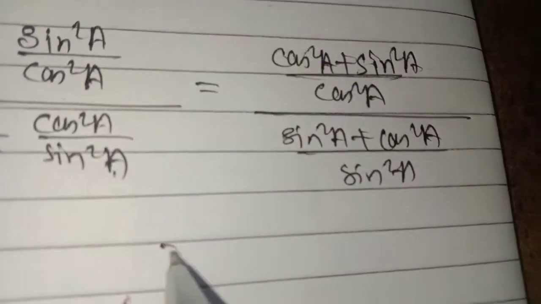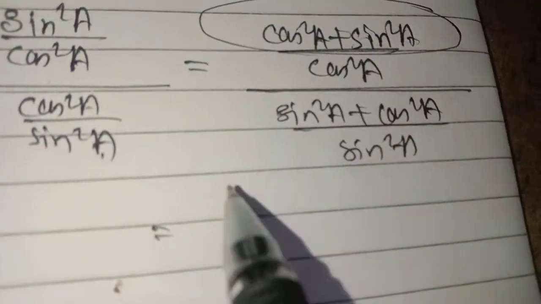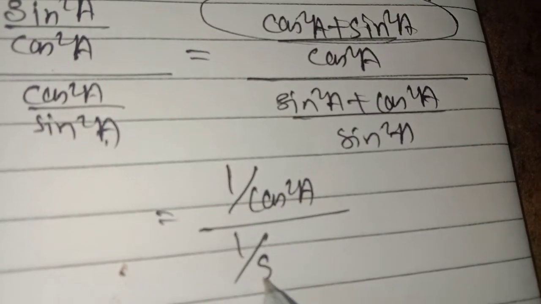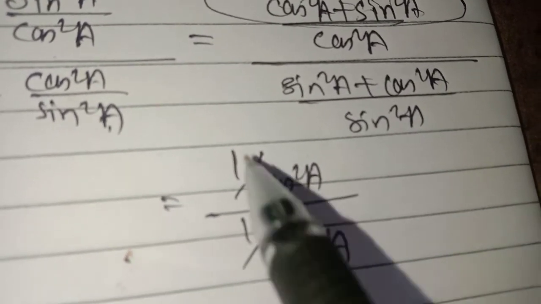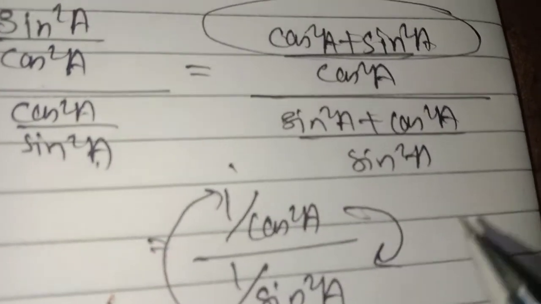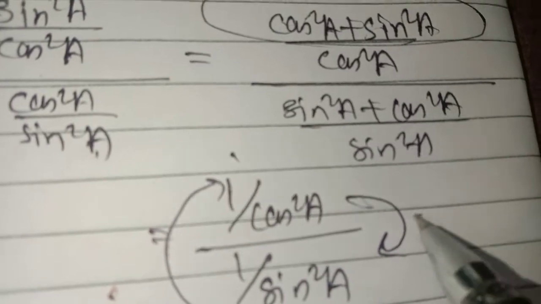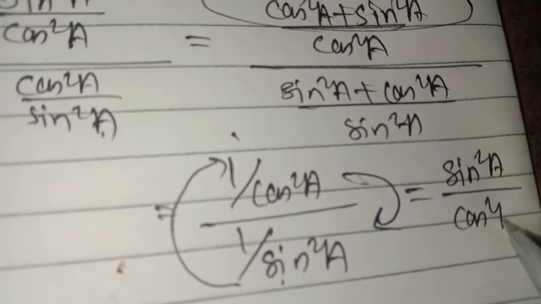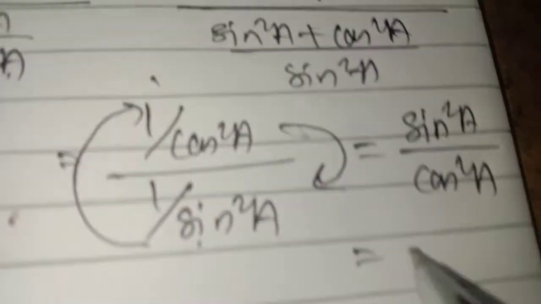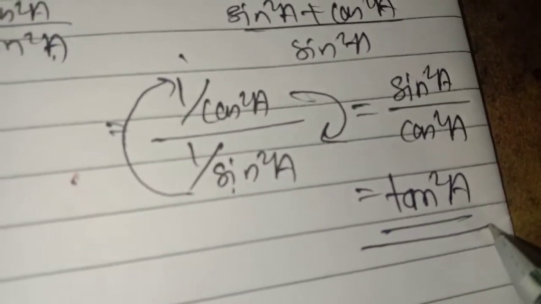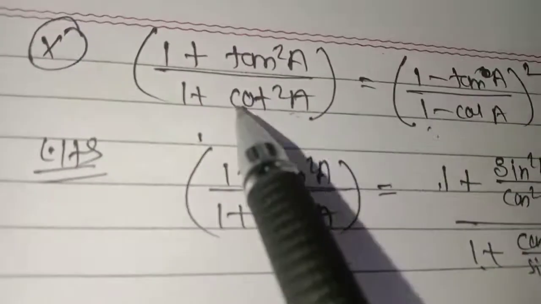So what do we get now? This value is 1. 1 upon cos square A and 1 upon sin square A. Take sin square in the numerator, cos square will be in the denominator. So we have sin square A upon cos square A. So what is sin upon cos? Sin upon cos is tan, so it is tan square A. Clear? We got the one value, tan square A, using this one.